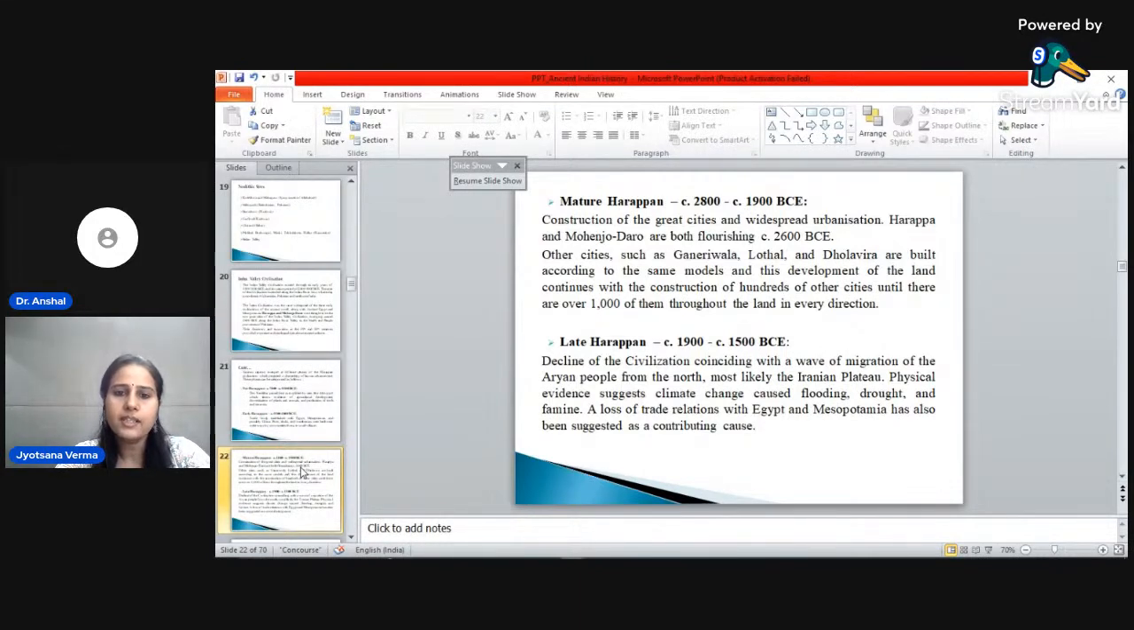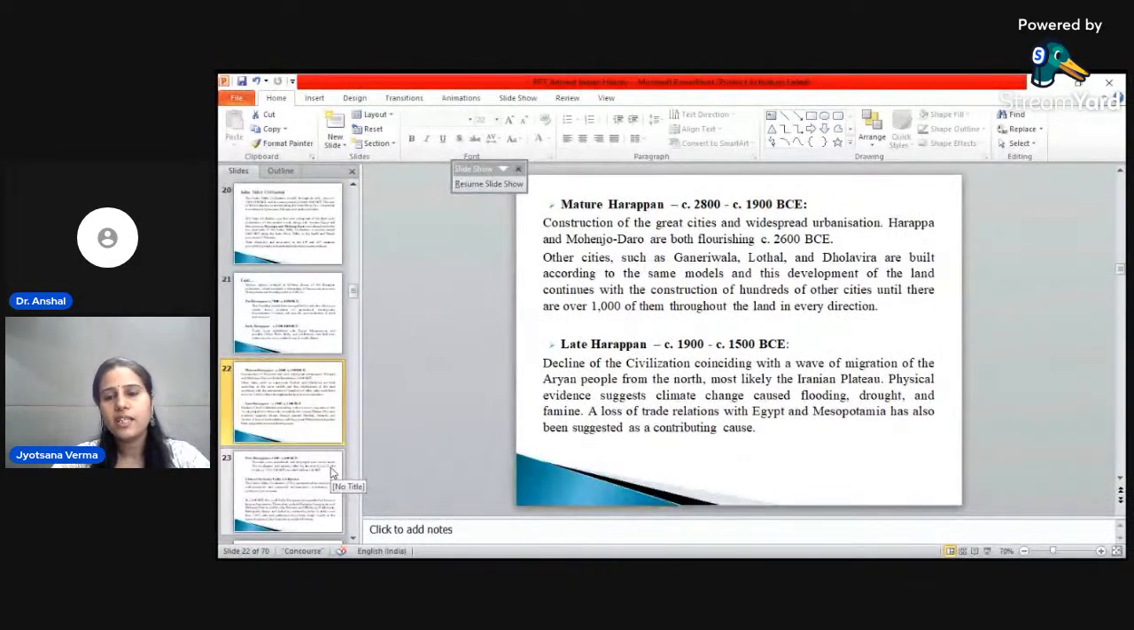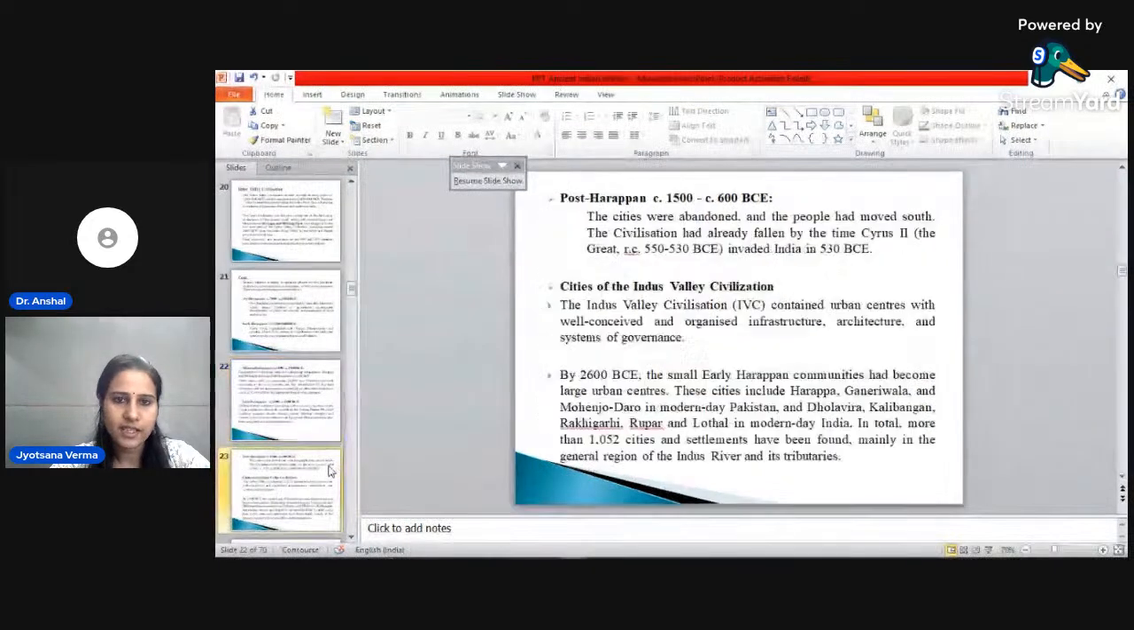The next phase is the late Harappan, between 1900 and 1500 BC. Basically, this time period was the decline of this civilization. There are many theories regarding this. One theory claimed that Aryan people came to India from the region of the Indus Valley Civilization, and some scholars say that natural calamities like flood, drought and famine were the main cause of the decline. Another school of thought says that the loss of trade relations with Egypt and Mesopotamia was also an important cause of the decline. So there is debate among scholars and academicians regarding the decline of the civilization.